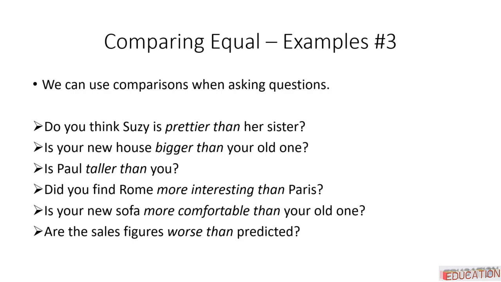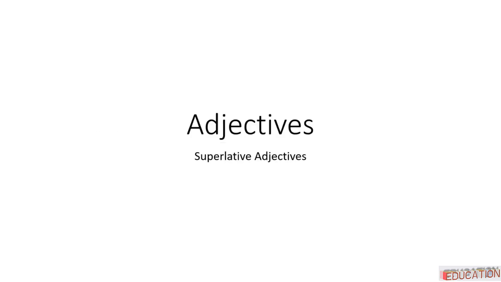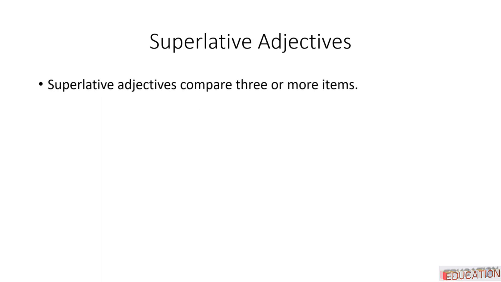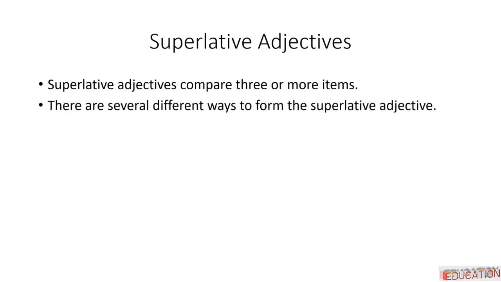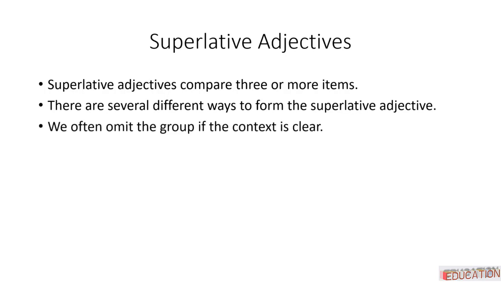So in all of these questions, we see that the format is still the same. We use the comparative adjective plus than when asking our questions. This lesson is on superlative adjectives. We use superlative adjectives to compare 3 or more items. And there are several different ways in which we form the superlative adjective. And if the context is clear, we often omit the group when talking about superlatives.